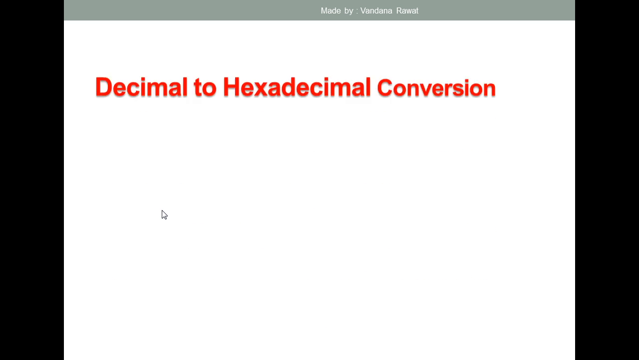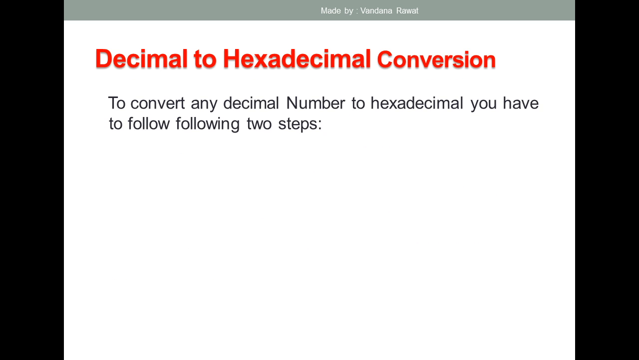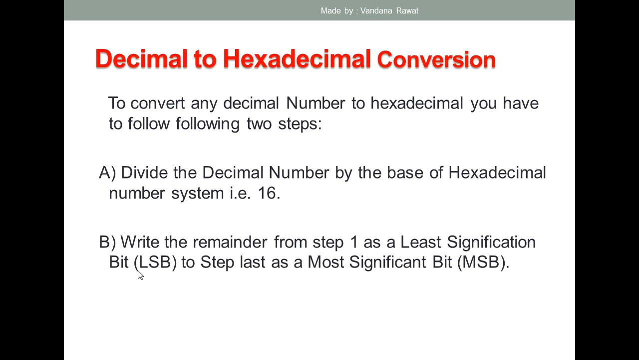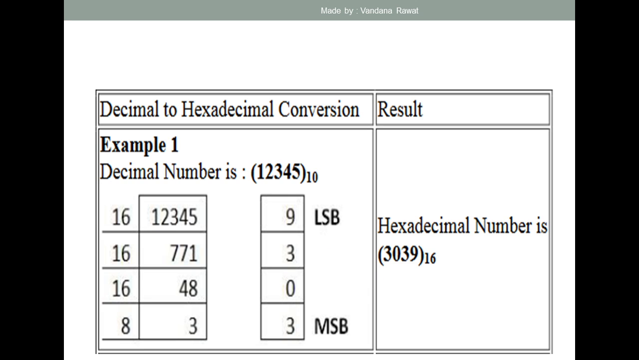Okay. Now come to the next conversion, that is decimal to hexadecimal conversion. So to convert any decimal number into hexadecimal, you have to take the base of this hexadecimal, that is 16. So first of all you will divide the decimal number by the base of the hexadecimal number system, that means 16. Then after that you will write the remainder from step number 1 as a LSB to step number last as a MSB. Then again the resultant part will be written from this MSB digit.